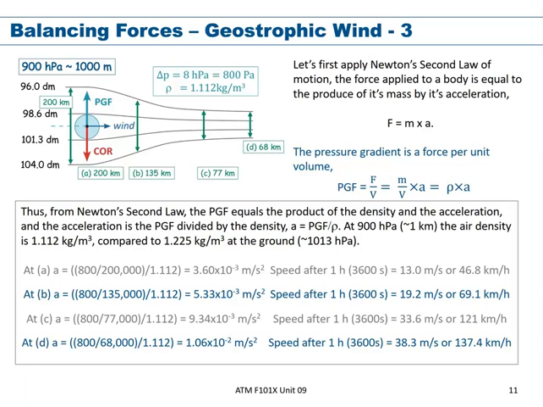We see that as the contours narrow from 200 kilometers to 68 kilometers, the wind speed increases from 13 meters per second, or 47 kilometers per hour, to 38 meters per second, or 137 kilometers per hour.